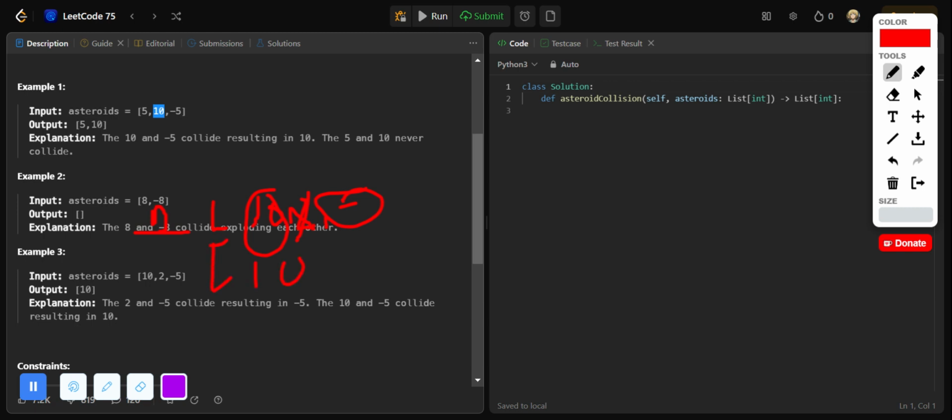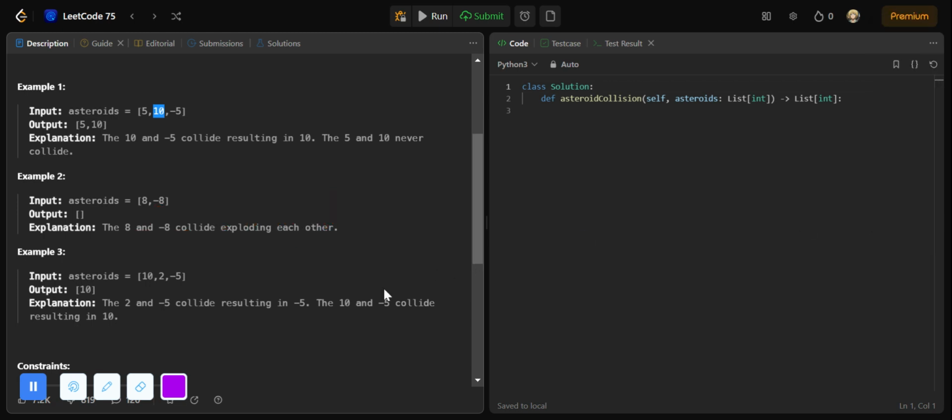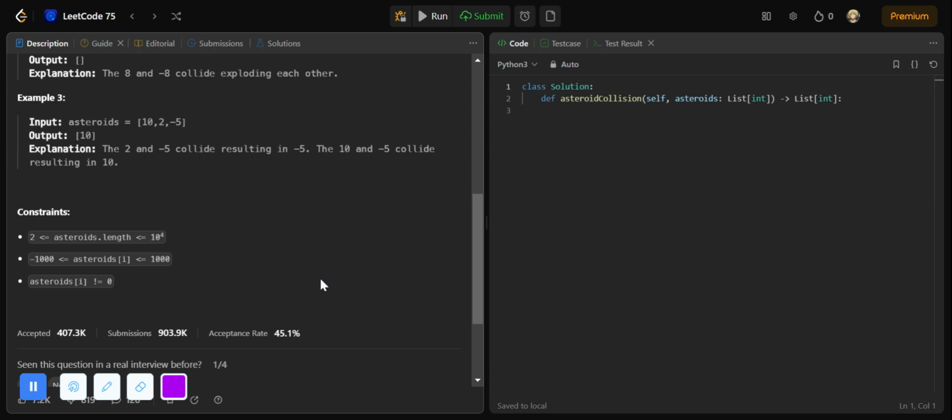So how do we solve this problem? To solve this problem, we're going to use a stack. Using a stack, the time complexity would be O of n, and the space is going to be O of n also. So let's use a stack.